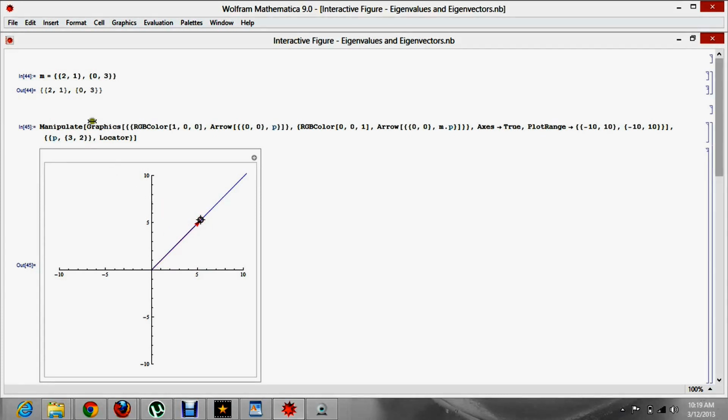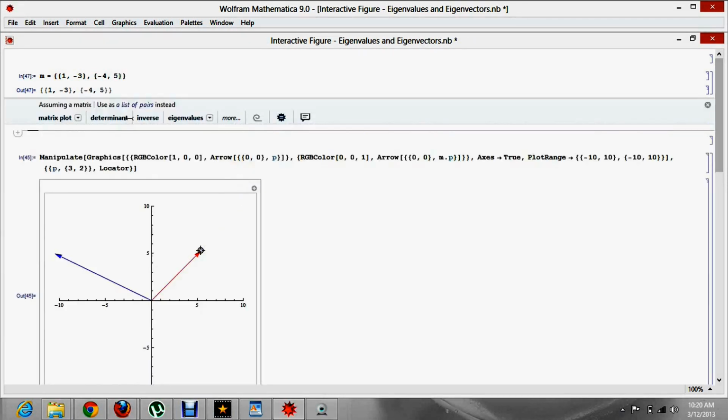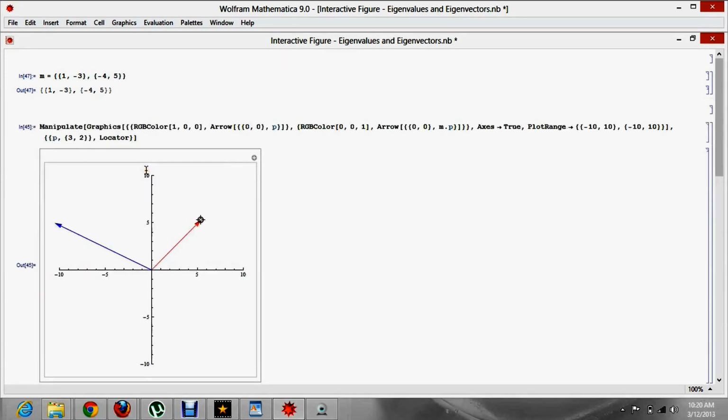So let's look at another one and see what we can decide. I'm going to change this matrix up here. I'm going to change it to the matrix 1, -3, -4, 5. So 1, -3, that's our top line, -4, 5, that's our bottom line. So we're changing that matrix. And now we've changed this as well.